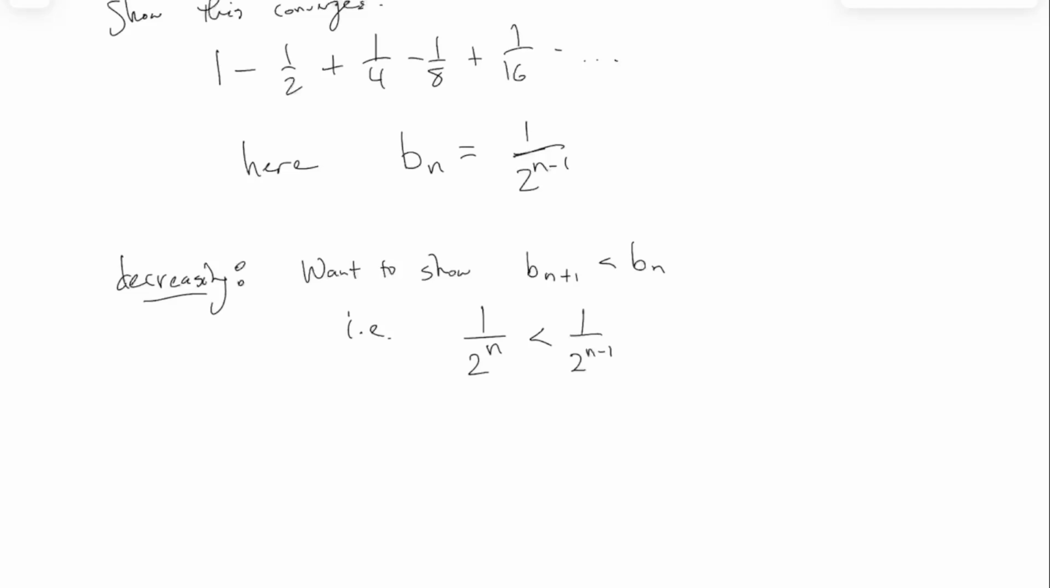And then is this really true? I would multiply the denominators across like we always do. This is the same as 2 to the n minus 1 less than 2 to the n. And I think that really is true, right? I have a lesser power on the left and a greater power on the right. So this is true.